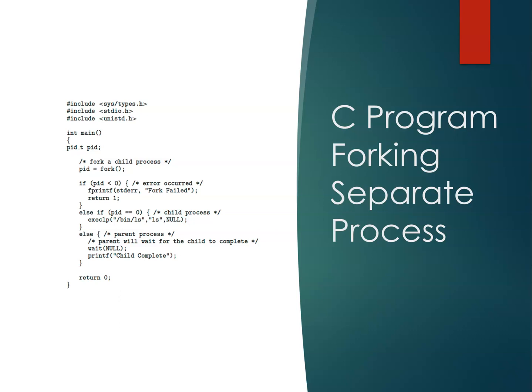So here's an example of a C program. We fork a process. If an error didn't occur, then if the ID is 0, it's a child process, and we do whatever we need to. Here we're going to execute an ls command. Otherwise, the parent will go forward, and we wait, and it will wait until the child process finishes.